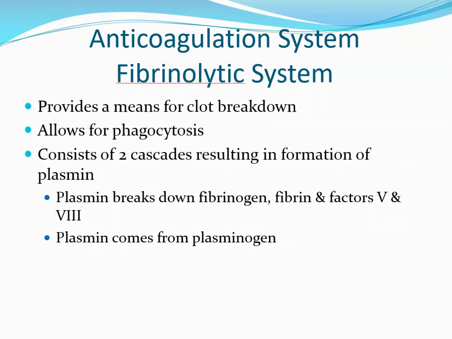Next, the last one is the fibrinolytic system. This provides a means for clot breakdown. This will allow for phagocytosis and cells to come in and start degrading the clot. The process also consists of a system of 2 separate cascades, resulting in the formation of plasmin. Plasmin is what's responsible for breaking down fibrinogen, fibrin, clotting factor 5, and clotting factor 8. Plasmin also comes from an inactive precursor called plasminogen.